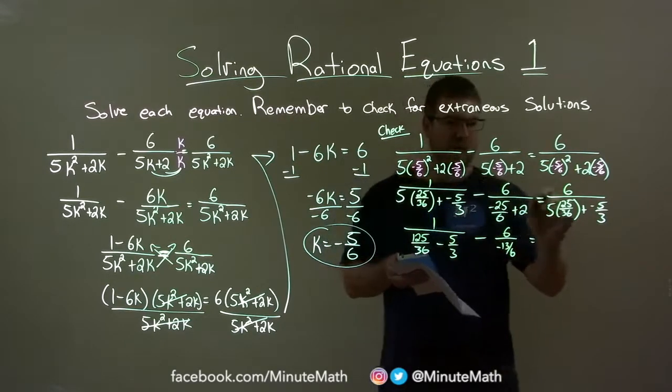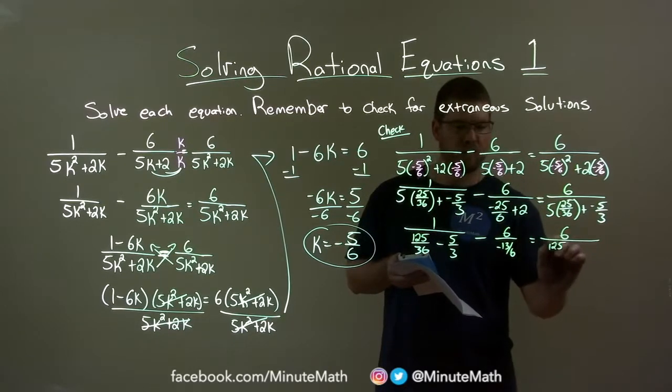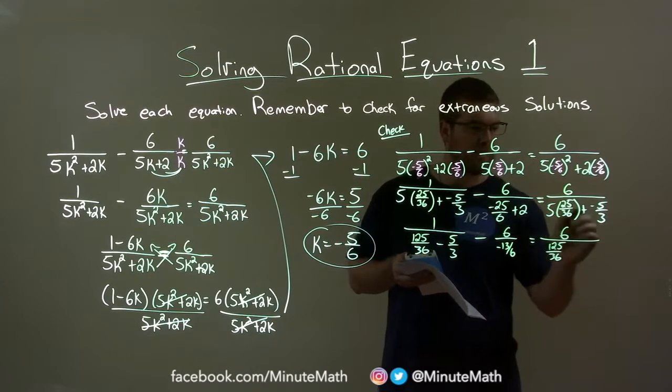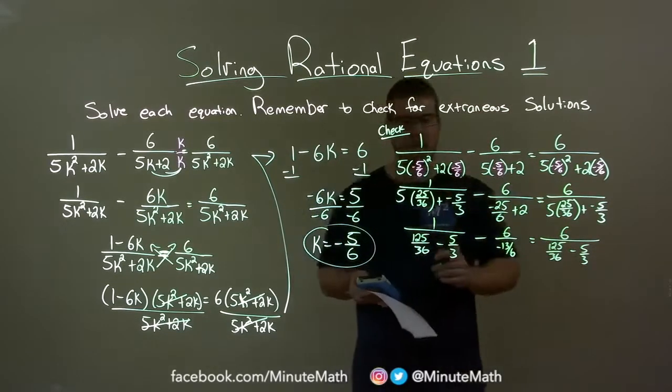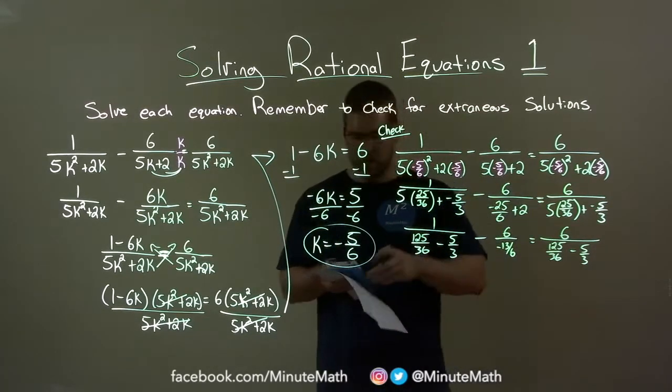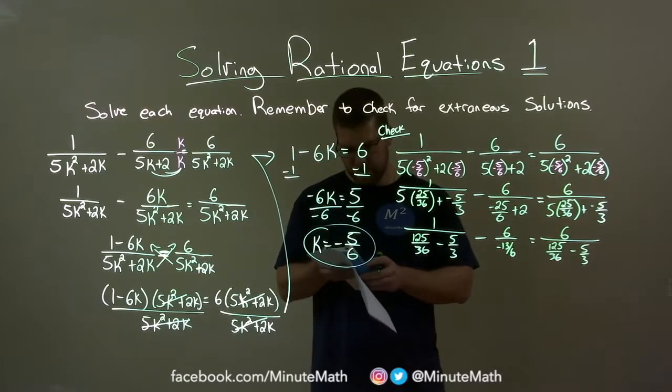Alright, and on the right hand side, this last thing, the denominator will be the same: 125 over 36 and then minus 5 thirds. Okay, let's keep going. What's 125 over 36 minus 5 thirds?